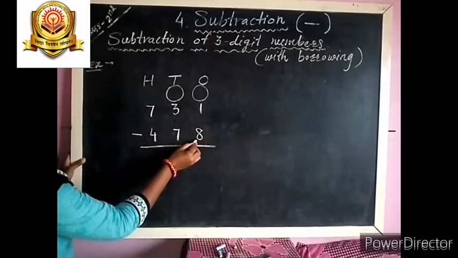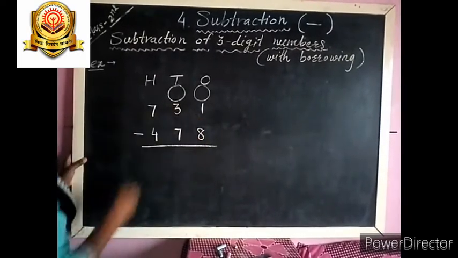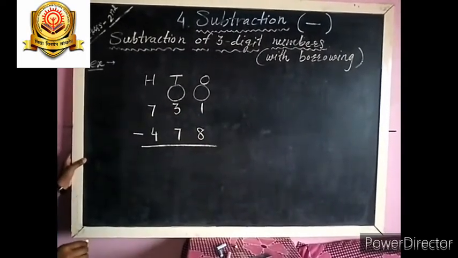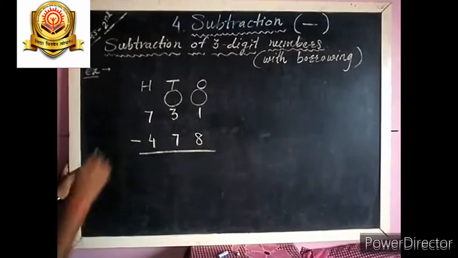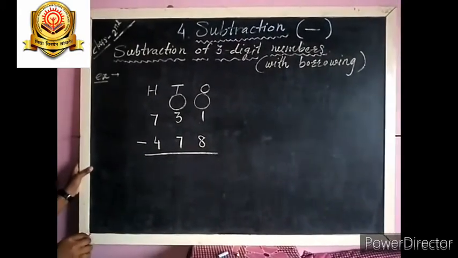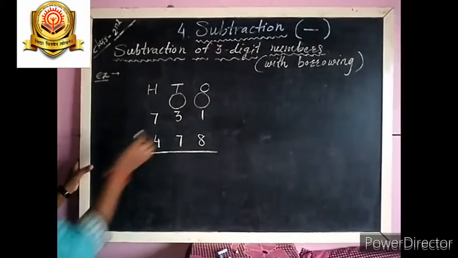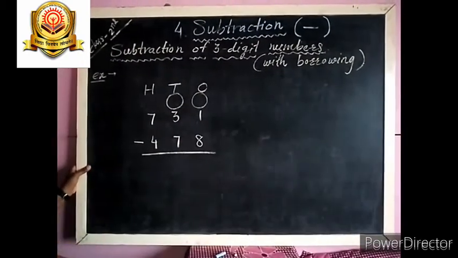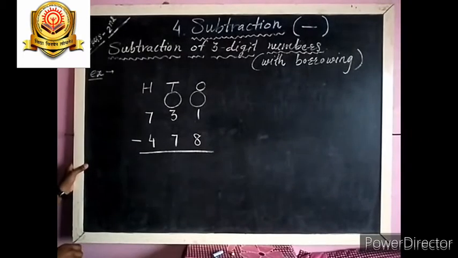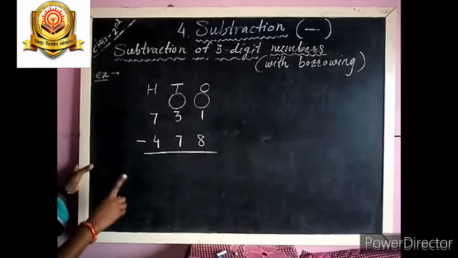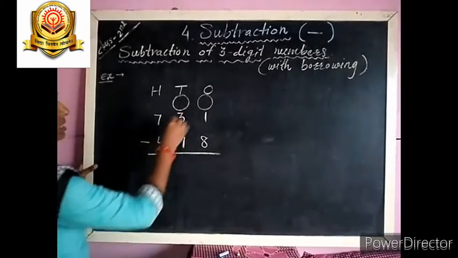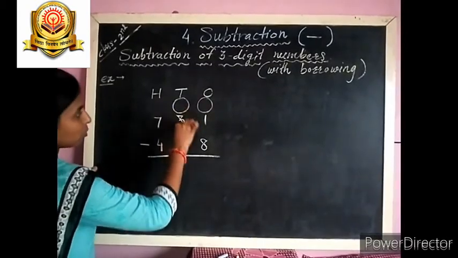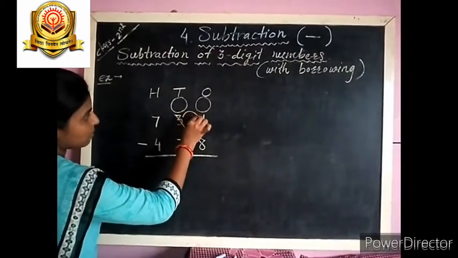Subtract 8 ones from 1 one. Students, can we subtract 8 from 1? No, we can't subtract 8 from 1 because 1 is smaller than 8. So we can't subtract 8 from 1. Then what will we do? We take one borrow from the tens place.